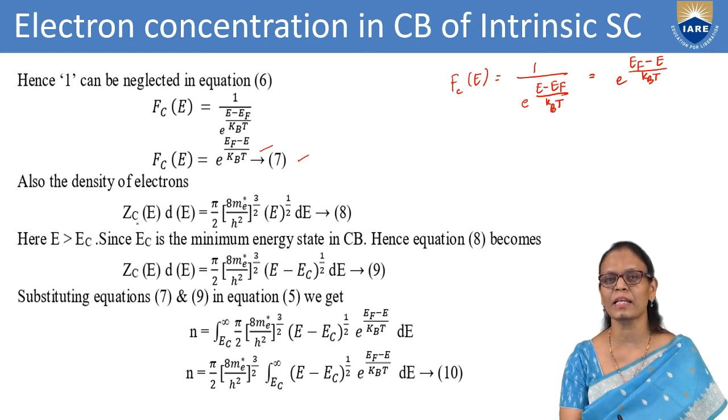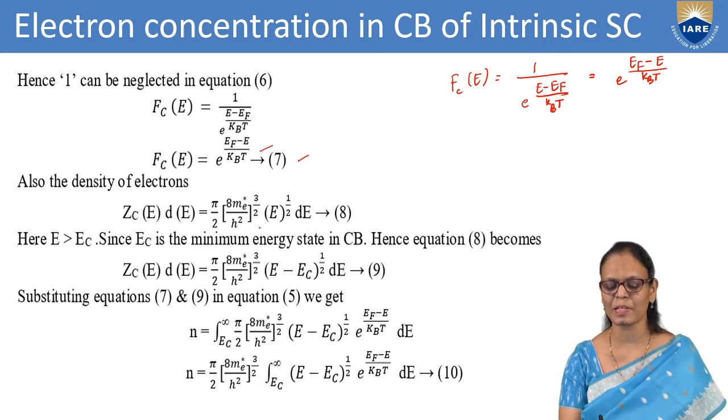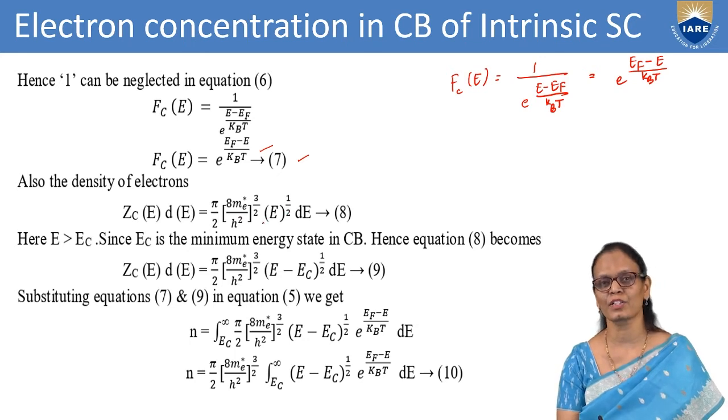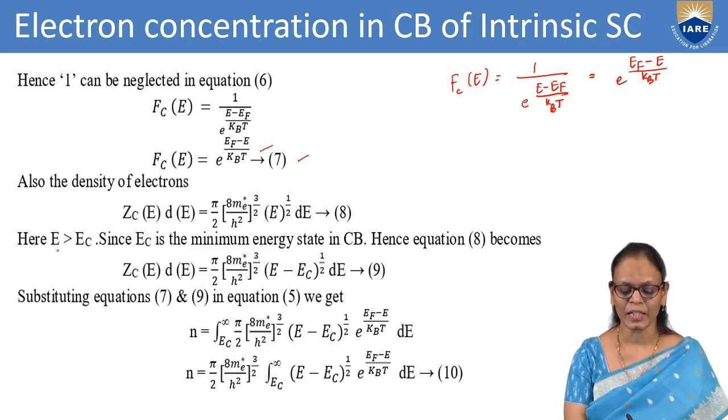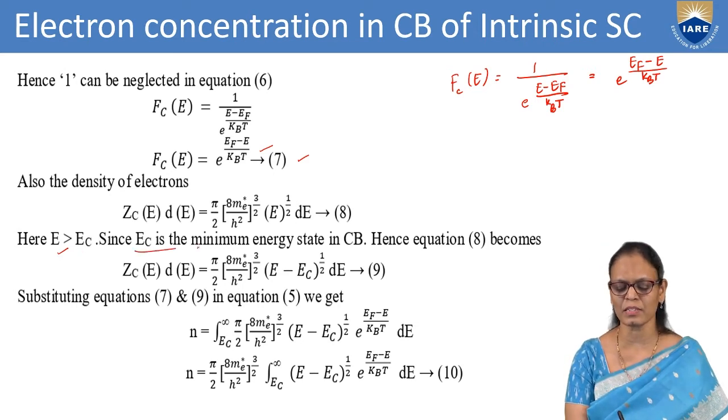Now we have already seen that the density of states is given by pi by 2, 8 me star by h square power 3 by 2 e power half into d. So what this is representing is the density of states in the conduction band. And again, E is greater than EC. Why E is greater than EC? EC is the minimum state.